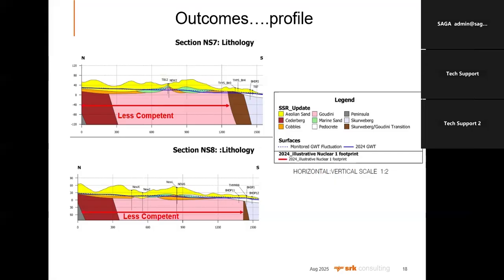But one of the big outcomes of this study was that the wave cut platform that was developed on the site is essentially here, got filled up by cobbles, and this became probably the most significant outcome of the study.